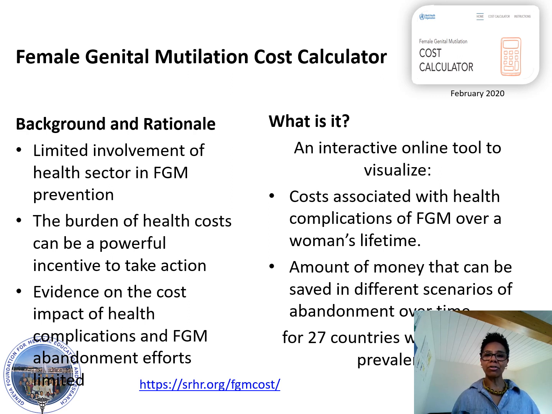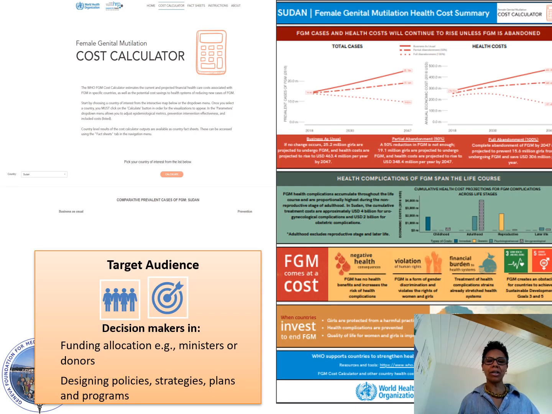It's an interactive online tool to visualize the costs associated with health complications of FGM over a woman's lifetime. So you'd see the amount of money that could be saved in different scenarios of abandonment over time in 27 countries that have high FGM prevalence. This is what you would find once you click the link that I shared in the previous slide, the white part of this slide here. This is the cost calculator page.